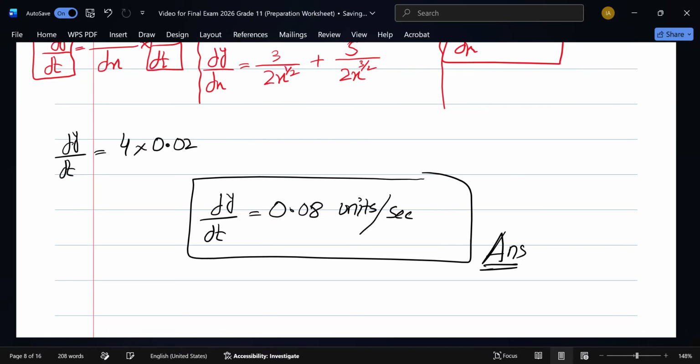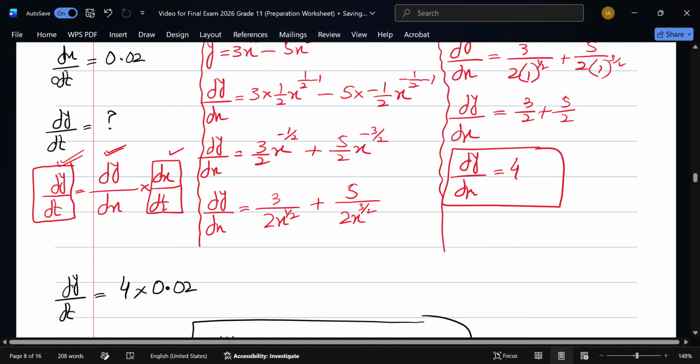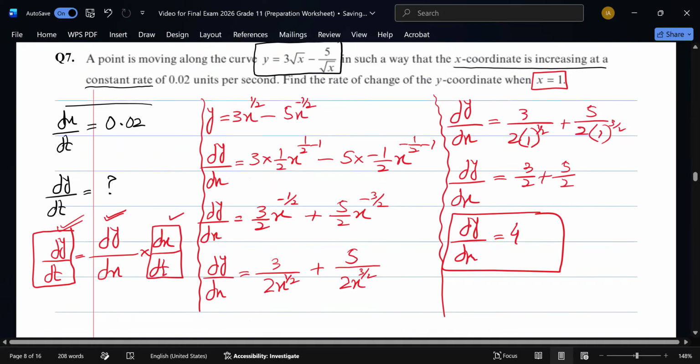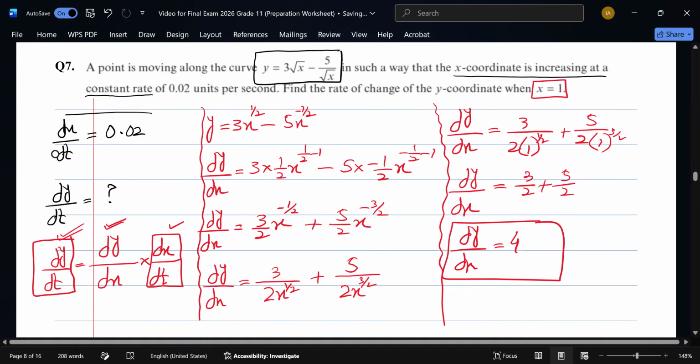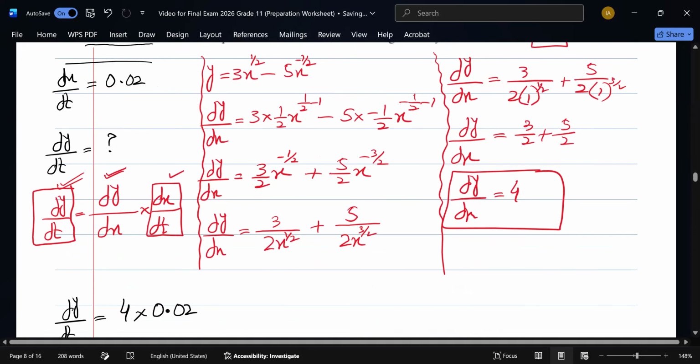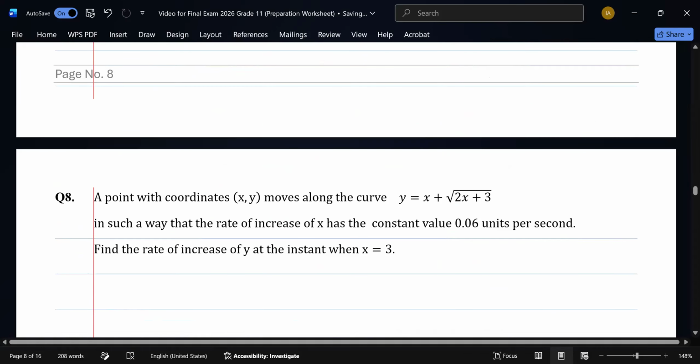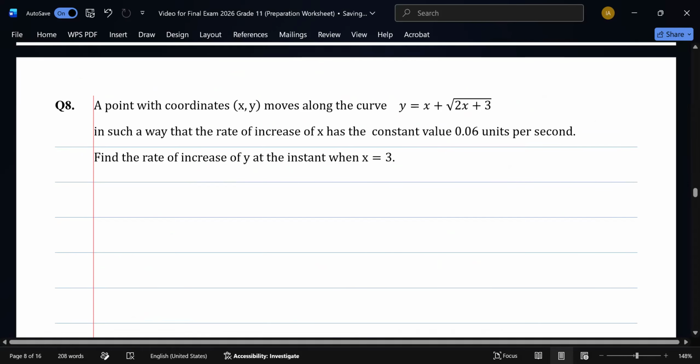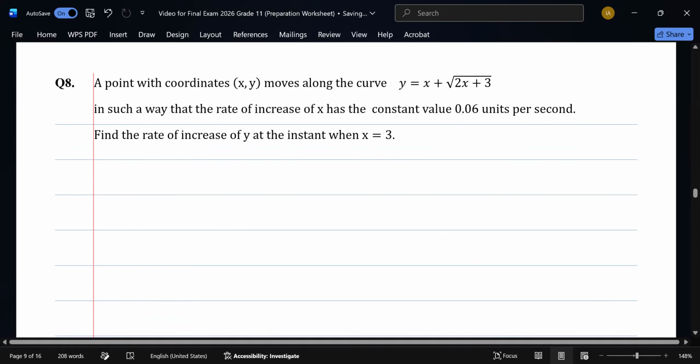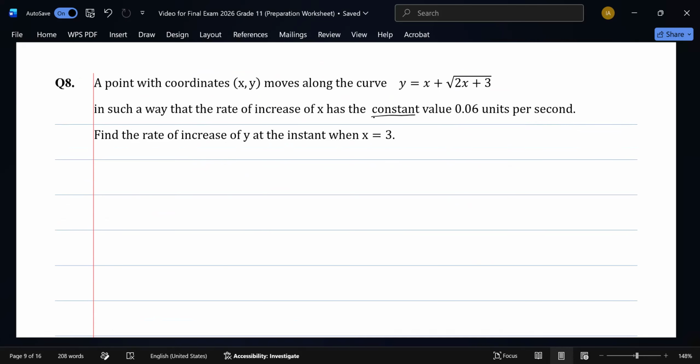The important thing is, before differentiation, don't forget those steps. And what is the chain rule? How do we use the chain rule? Another question, again the rate of change. How can I identify this? Look at this: the constant rate of value units per second. This is x, and we are looking for the rate of increase of y, which means we have to use the chain rule.